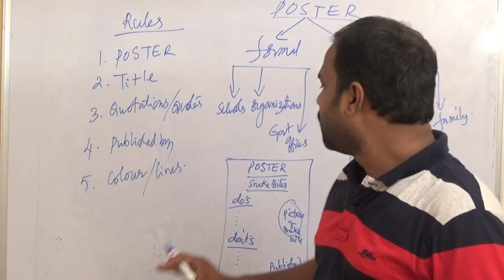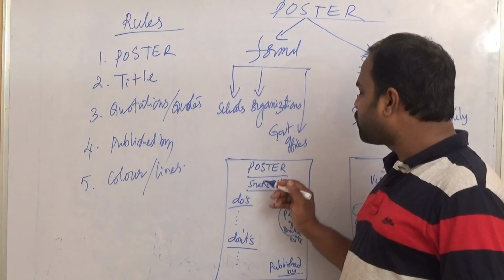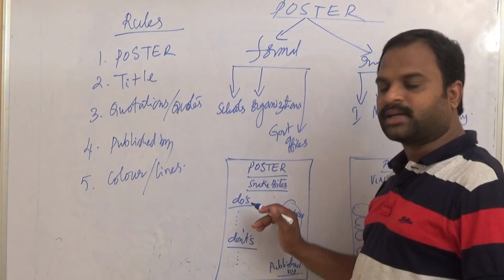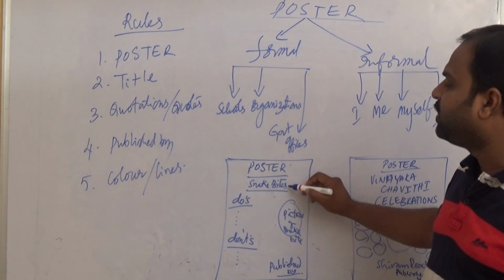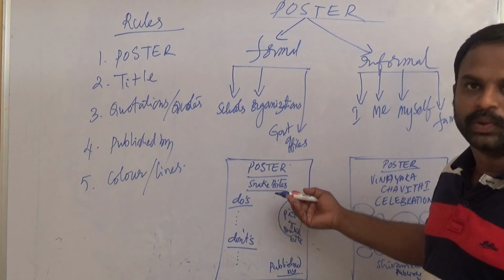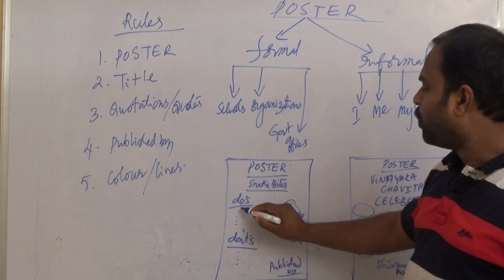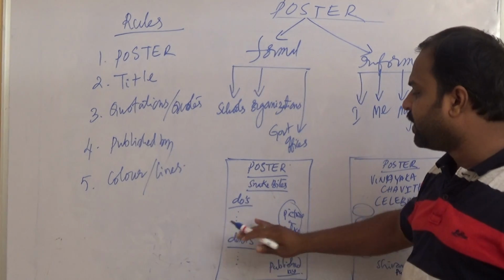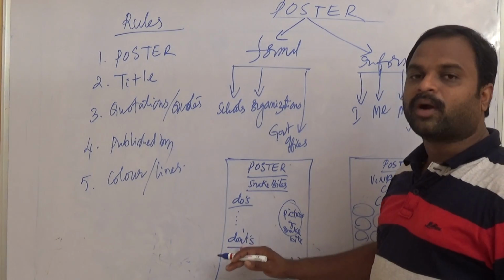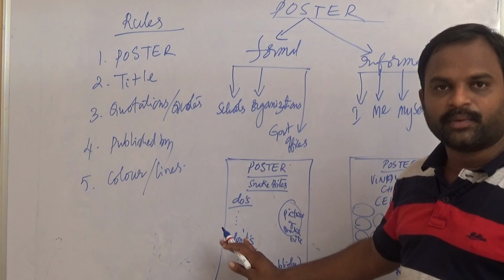My dear friends, today in this class we discuss this poster. The first one is the formal poster. See here, I kept the heading called poster. Then afterwards I wrote the title of the poster: snake bites, what to do. Then what I have to do is called do's, 1, 2, 3, 4 points; you write them point-wise. Next one is don'ts, what I should not do, point-wise, 1, 2, 3, 4.